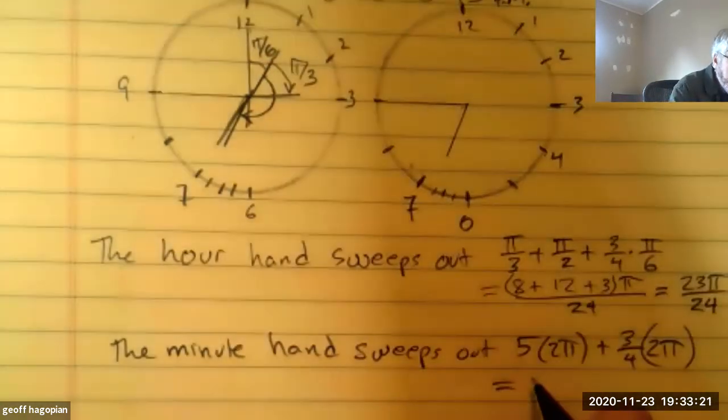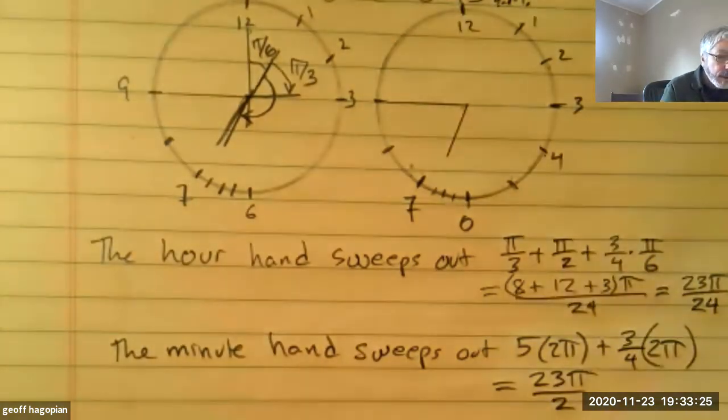Which is 23/2. So that's 23 pi over 2. Yeah, that's going to be 11 pi plus half a pi. And I think that's correct.